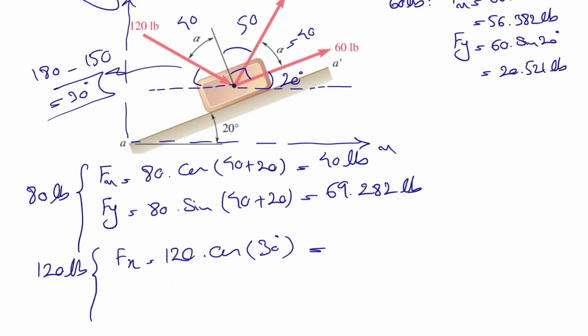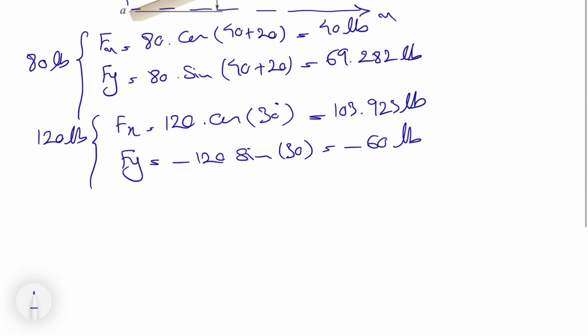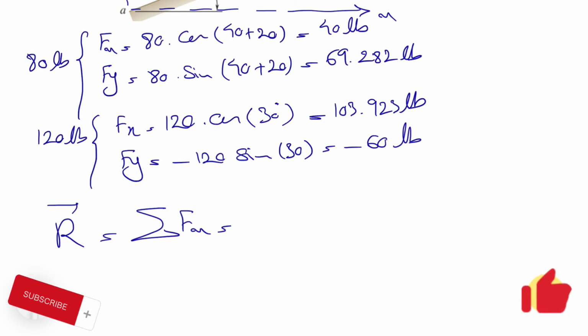And now that we have this angle, we can find our Fx and Fy. So Fx is 120 cosine of 30 degrees, and this will be 103 pounds. And if you want to find Fy, we'll have a negative amount since we are in the opposite direction of y. So sine of again 30 degrees, and this will be minus 60 pounds.